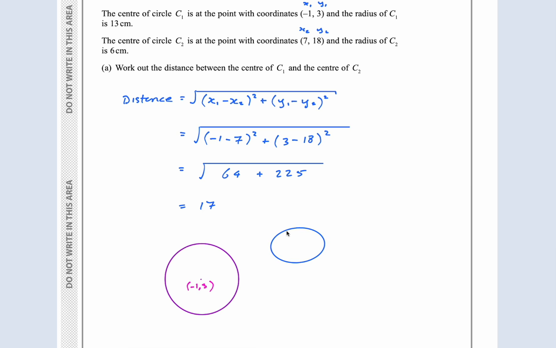Need to do a better circle. Okay, so this circle here has center 7, 18. Now this guy's radius is 13. And his radius is 6. Now, if we know the distance from this guy's center to this center is 17, because we just calculated it. Now, if this is 17 and this is 13, then think about it. This is our 13 plus 6.